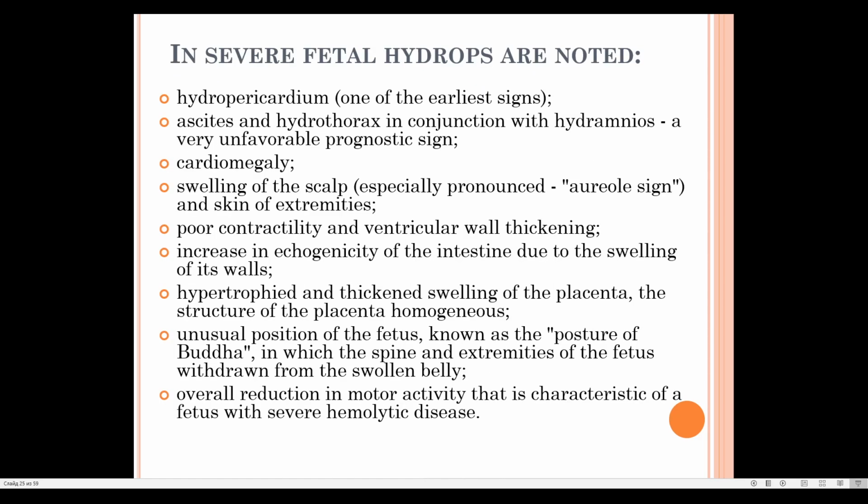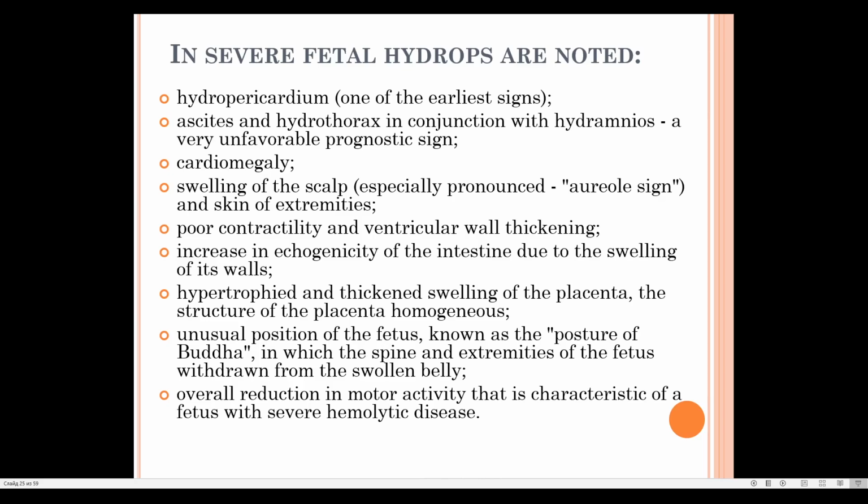In severe fetal hydrops the following symptoms are noted. And pay attention, students, if we reveal these symptoms, it means precious time is lost. Hydrops fetalis always indicates a severe condition of the baby and decreased prognosis for life and health. So symptoms of severe fetal hydrops are hydropericardium, which is one of the earliest symptoms, and ascites and hydrothorax in conjunction with hydramnios, a very unfavorable prognostic sign.